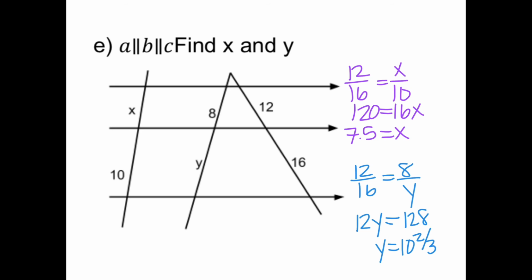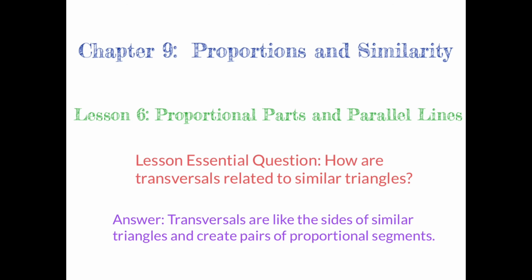Looks like both of these examples gave me rational answers. So 7.5 is what I got for x. And then this division ended up giving me a repeating decimal, which is a fraction. So 10.6 repeating is 10 2/3. So that is the fraction that would represent the value for y. And that's it for this proportional parts and parallel lines. So how are transversals related to similar triangles? Transversals are like the sides of a similar triangle, and they create pairs of proportional segments.